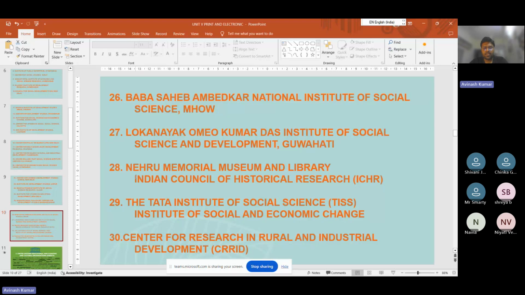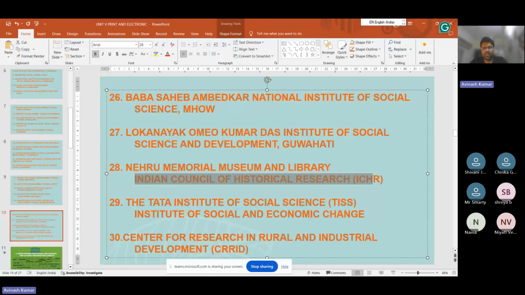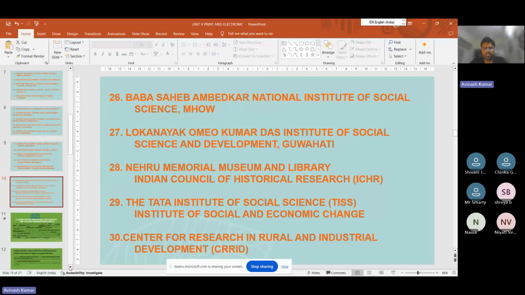These are different: the Indian Council is different, and Nehru Memorial is different. Actually, I forgot that. And another is TISS, which is a different institution, and the Institute of Social and Economic Change. These are different. It means four organizations are here, and the Center for Research in Rural and Industrial Development, CRRID. I will not discuss more about that.